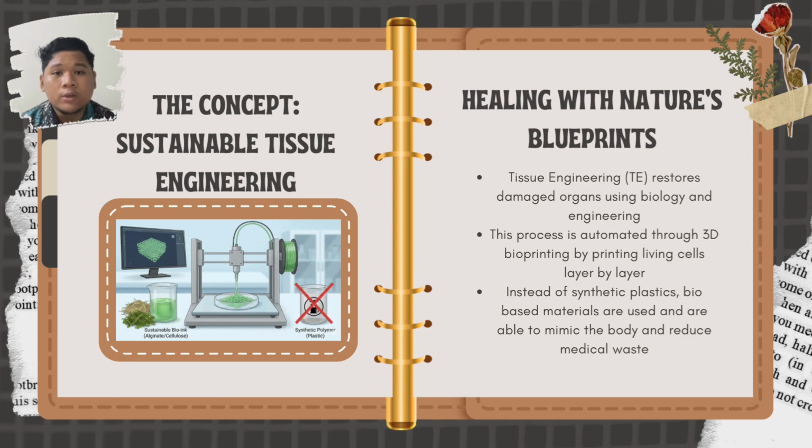So first up is the concept of sustainable tissue engineering, whereby tissue engineering restores damaged organs by using biology and engineering. This process is then automated through the use of 3D bioprinting, where it prints living cells layer by layer. And instead of using synthetic plastic, bio-based materials are used and are able to mimic the body and reduce medical waste.